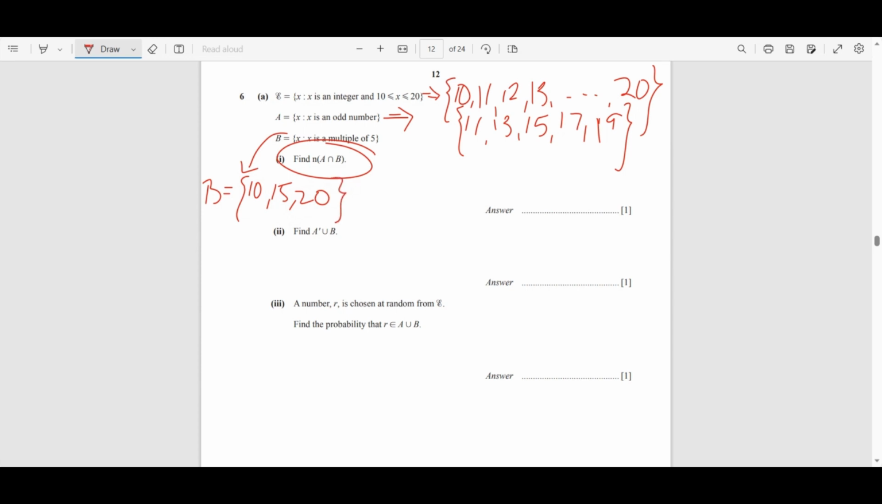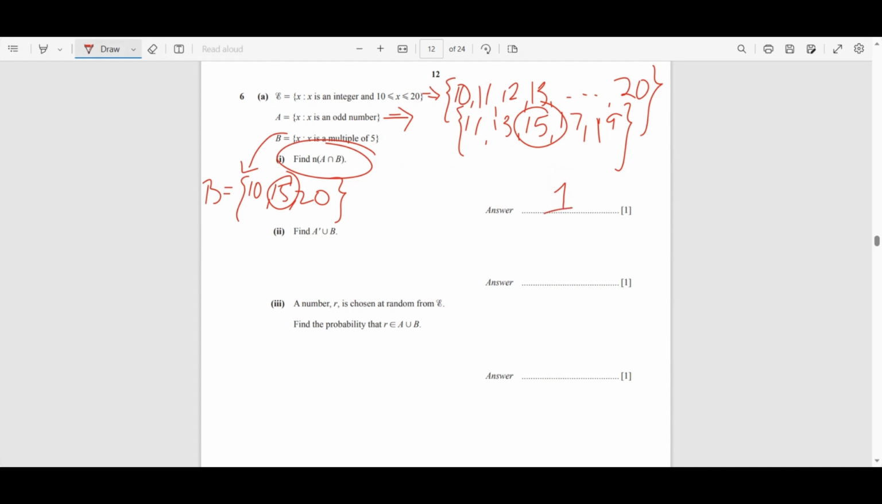Now, if you find the intersection set, 15 is common in both, right? So if the question was to find A intersection B, then your answer will be 15 only. But here it says N of A intersection B. That means it talks about the count of the elements in the set A intersection B, which is just one element in the set. So N is the cardinality of the elements. So it's going to be just 1.